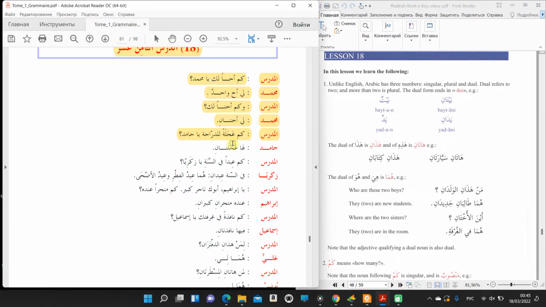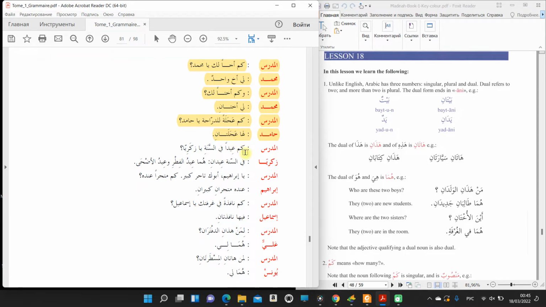Al-Mudarris says, كم عجلة للدراجة يا حامد. عجلة is translated as a wheel. So how many wheels does the bike have, O Hamid? And Hamid says, لها عجلتان. It has two wheels.